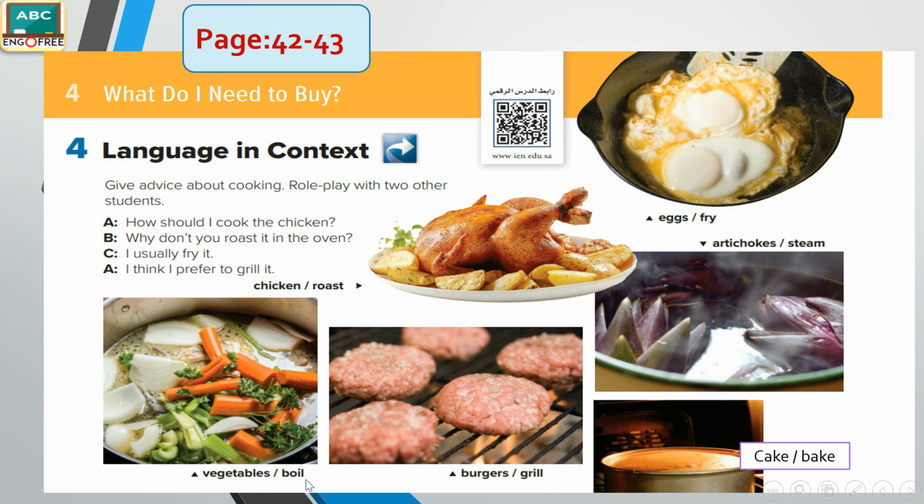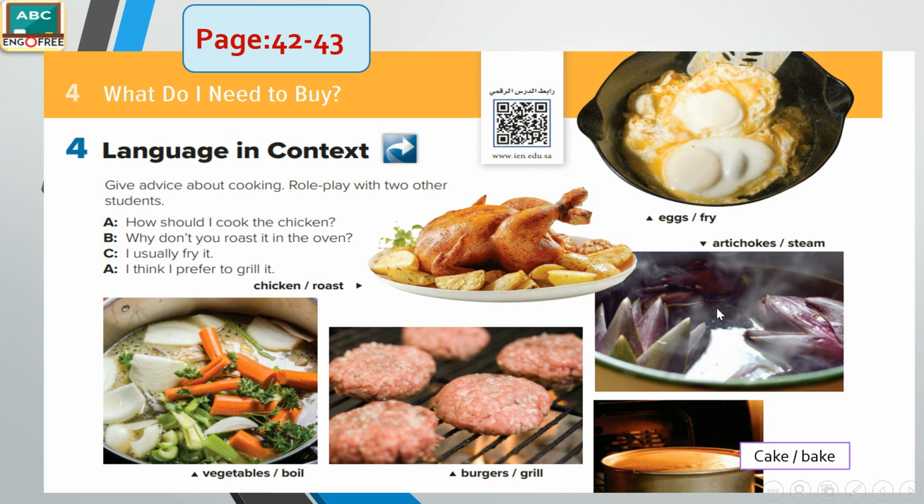Vegetables boil. Well, we want to say خضار مسلوقة. We can say boiled vegetables. Look at picture 2. Burgers grill or grilled burgers. Look at this picture. Chicken roast or roasted chicken. Look at here. Cake bake or baked cake.